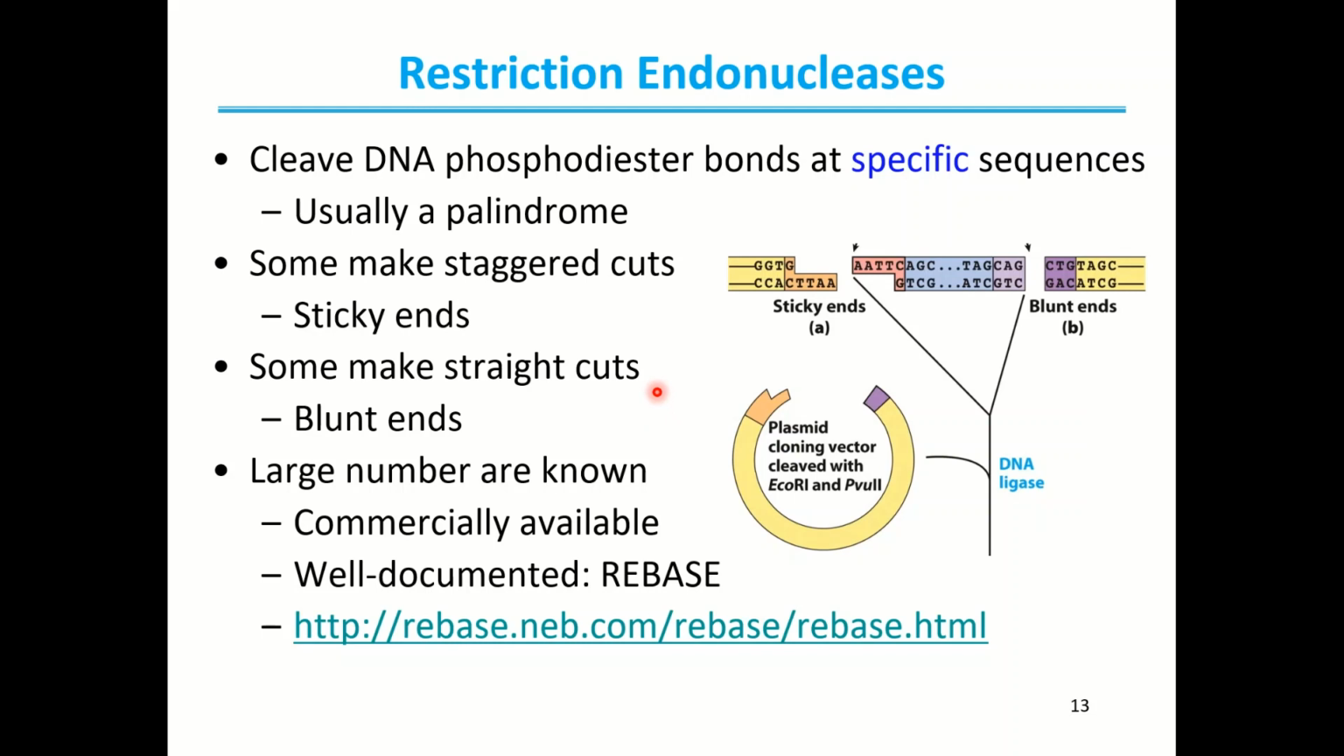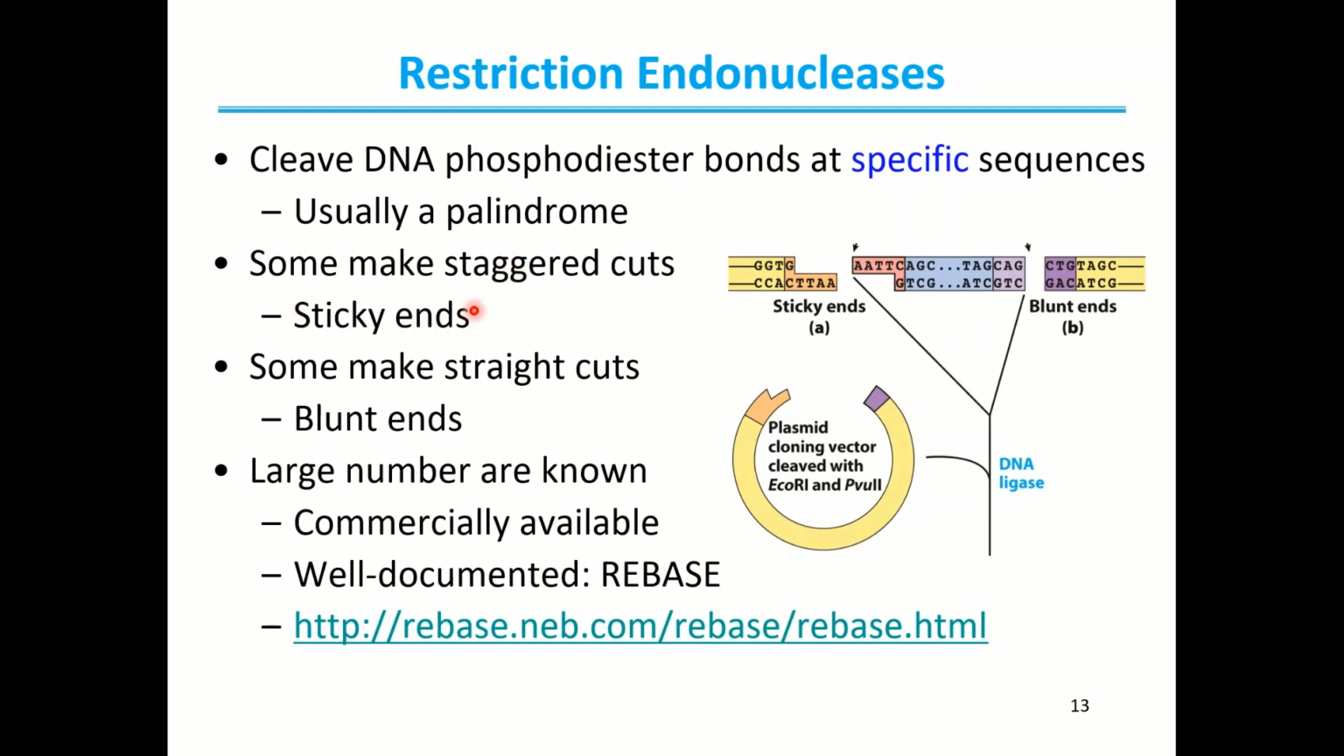Right. The restriction enzymes work by cleaving the phosphodiester bonds. And again, it's at very specific sequences. Usually they're a palindrome sequence. And if you see here, the GAATTC is a palindrome because its complementary strand is the same, GAATTC. Okay.